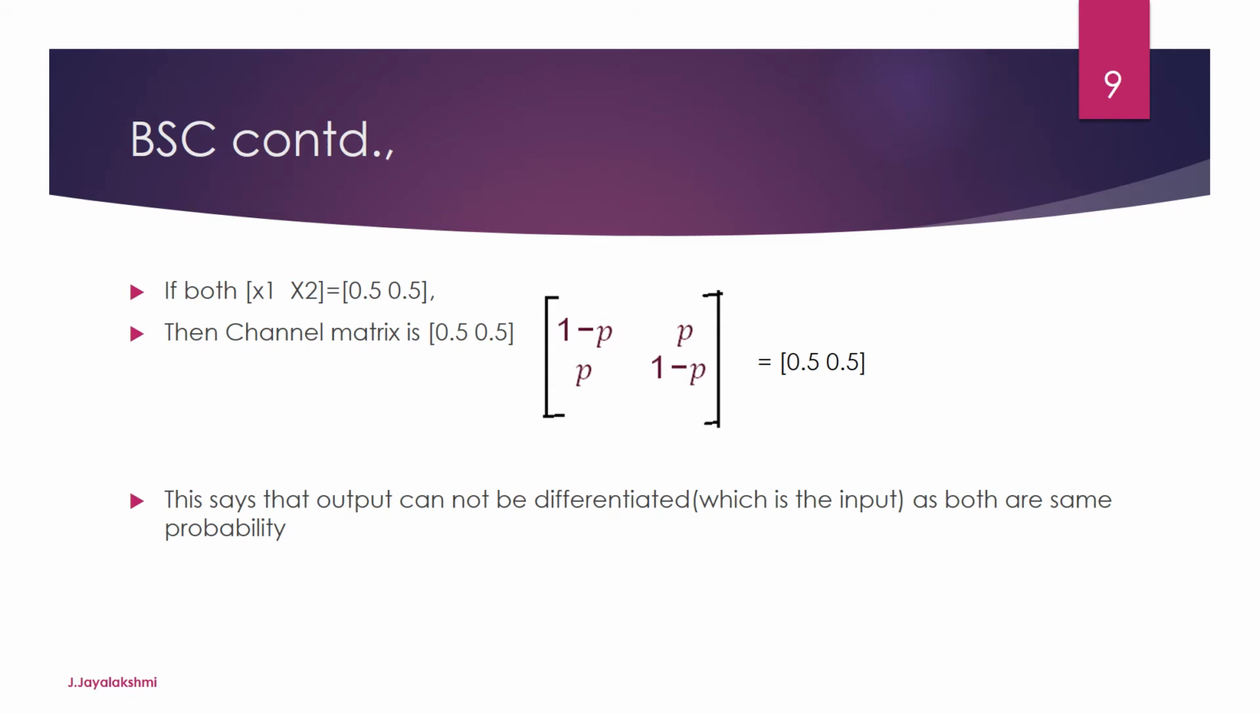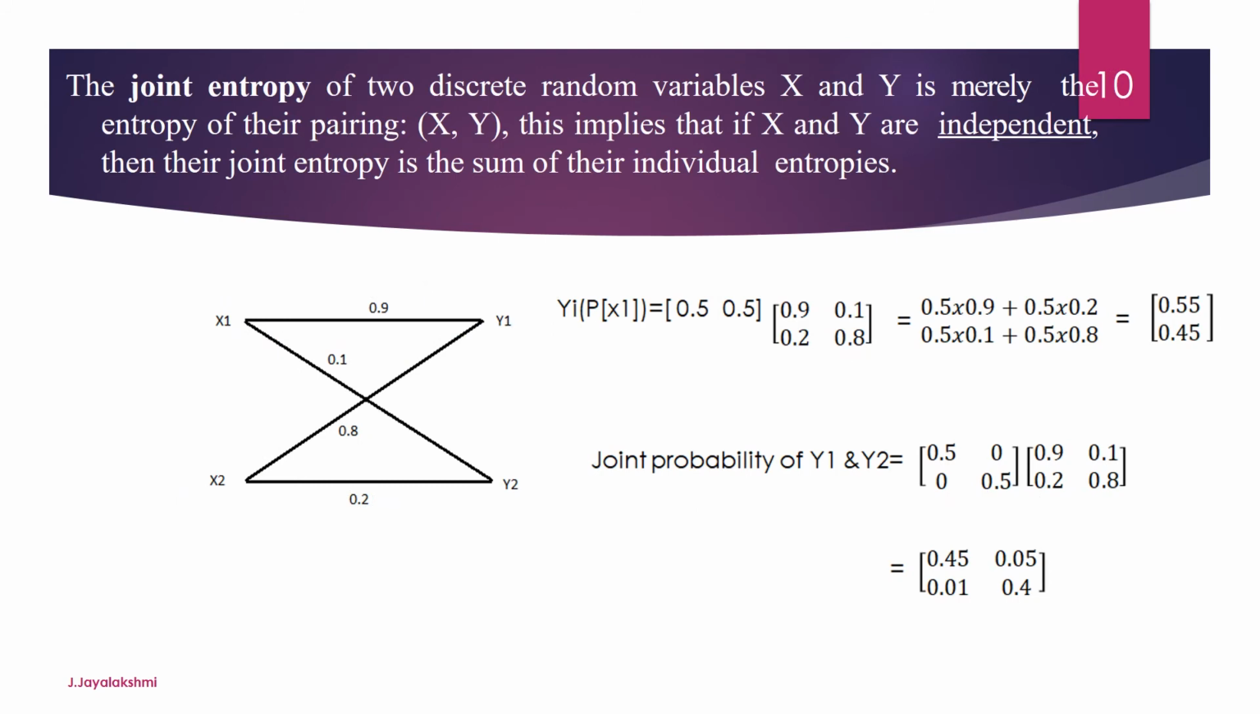So to overcome this problem, we have to make this independent, and we have to go through two random variables of different probabilities. So for example, we are going to calculate the joint entropy of two discrete random variables x and y, and it is merely the entropy of their pairing x comma y. This implies that if x and y are independent, then their joint entropy is the sum of their individual entropies. So you can see this.